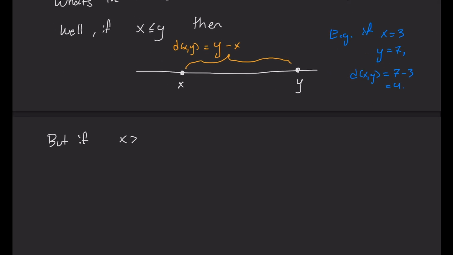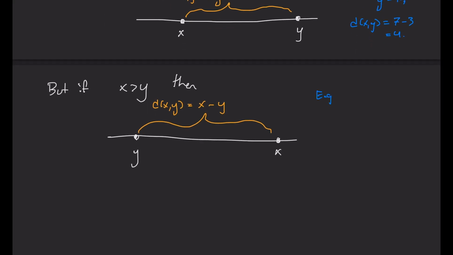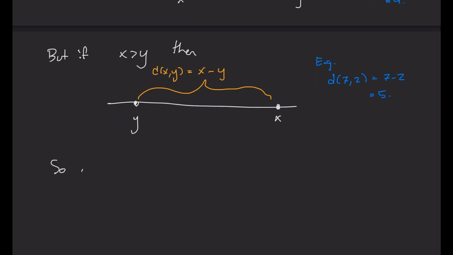Okay, but if x is the larger one, then I need to plot it on the right. So in fact, the distance between x and y will be x minus y. Just for example, the distance between 7 and 2 should be 7 minus 2, which is 5. So again, we're just taking the larger one minus the smaller one so that our distance is always positive.